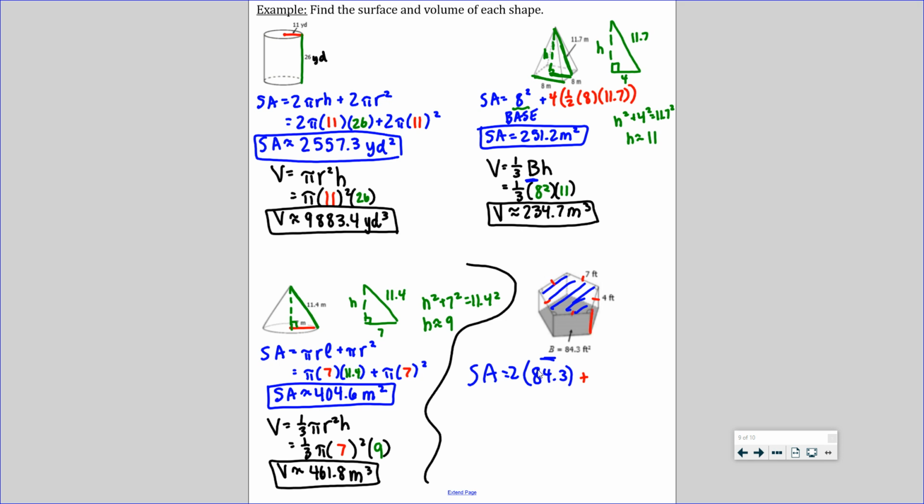So since the height of this prism is 4, can you guys see that all of these rectangles are going to be the same? Yeah. They're all going to be 4 by 7, right? Nice. Okay, so 4 times 7. How many rectangles are there? 5. So we just have to times that by 5. Okay, I got about 350.7 centimeters squared for that one.